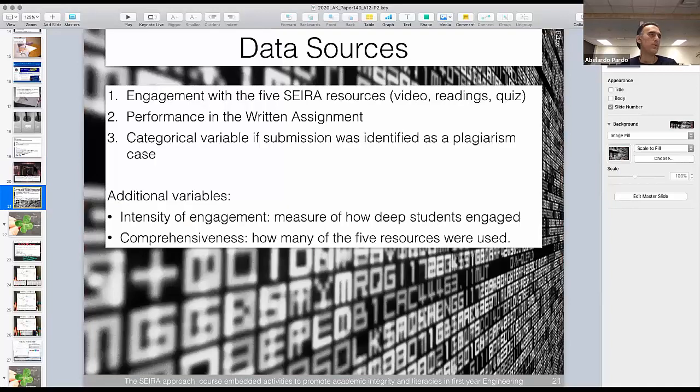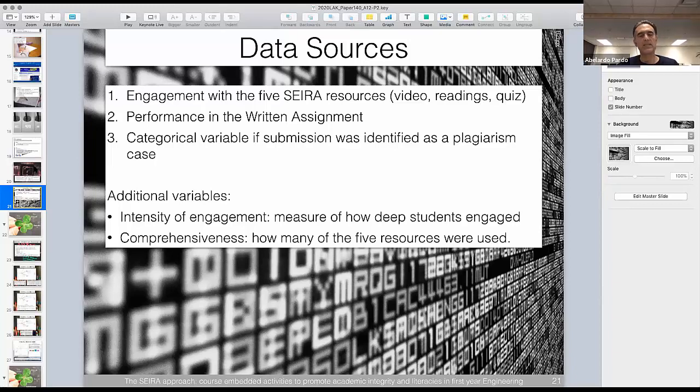The data sources we use: we collected statistics about the engagement with the five resources. We also obtained the performance score in the written assignment, and we also had a categorical variable that basically told us if the submission was identified as a plagiarism case. And I'll mention this variability toward the end of our results.